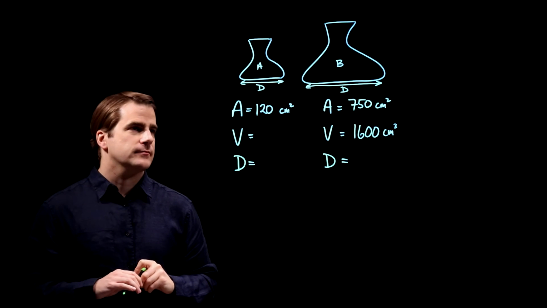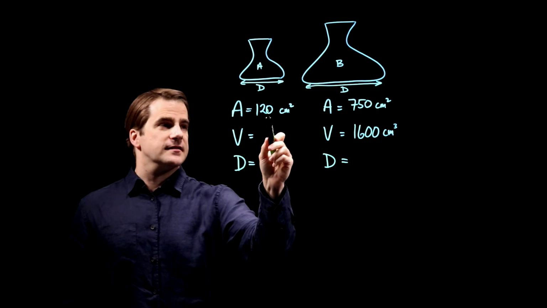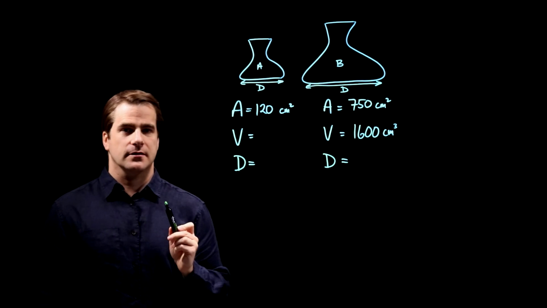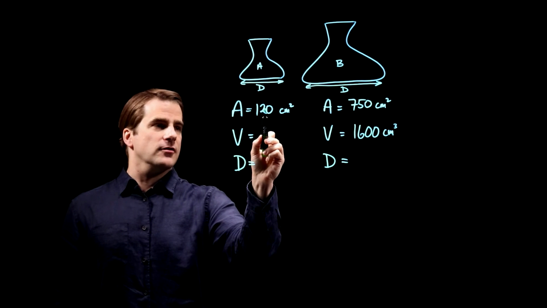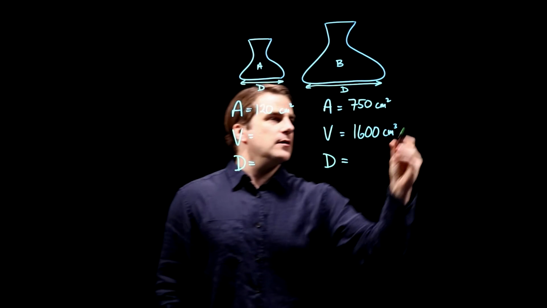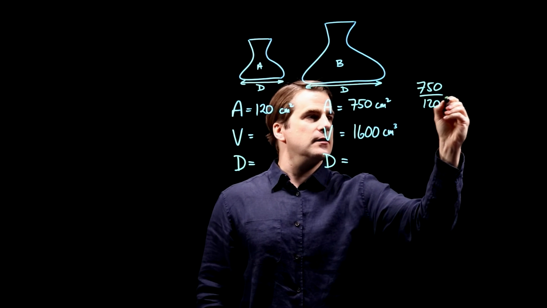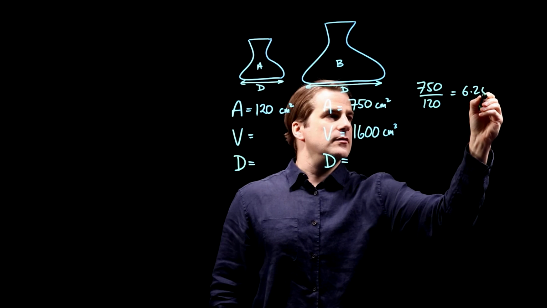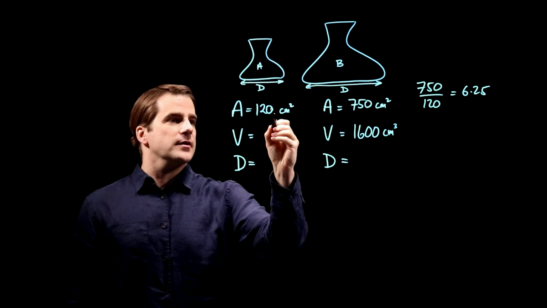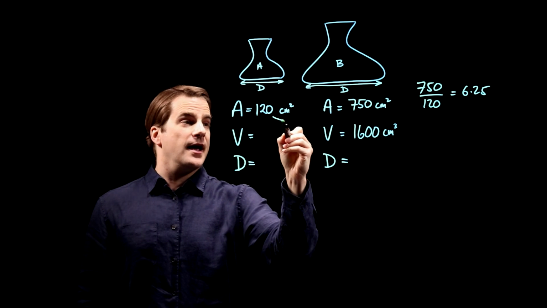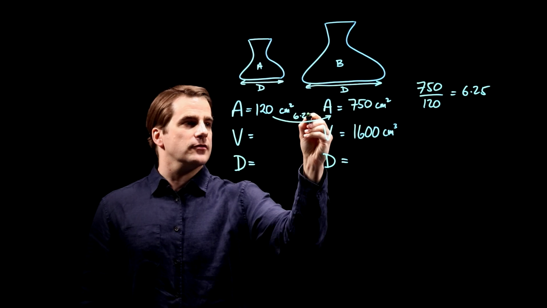Now, we can work out the scaling factor of the areas, and that's where we'll start. So what number did we multiply 120 by to get 750? Well, 750 divided by 120 is 6.25. Okay? So from the information they gave us initially, we can straight away work out the area scaling factor. That's 6.25.